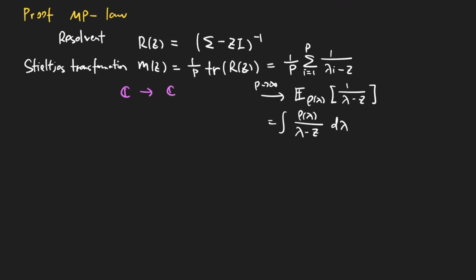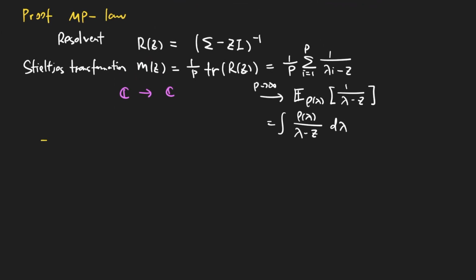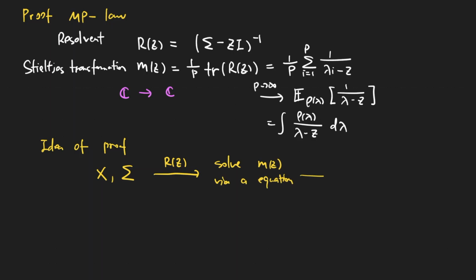Okay, good. Then for the idea of this proof, it's very similar to what we had last time. We start with a random matrix X and the covariance matrix. The first step is to use the resolvent. Then by taking the trace of the resolvent, we can obtain some equations about m of z that we can solve. Then we can apply the inversion formula of the Stieltjes transformation to obtain the density function from m of z.